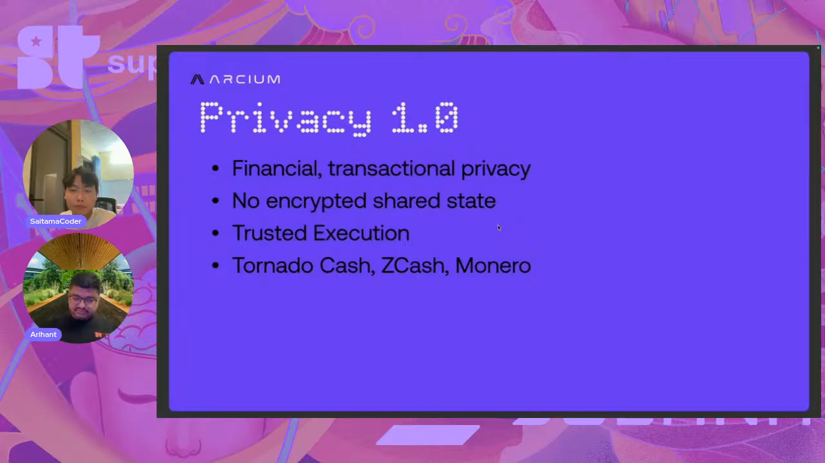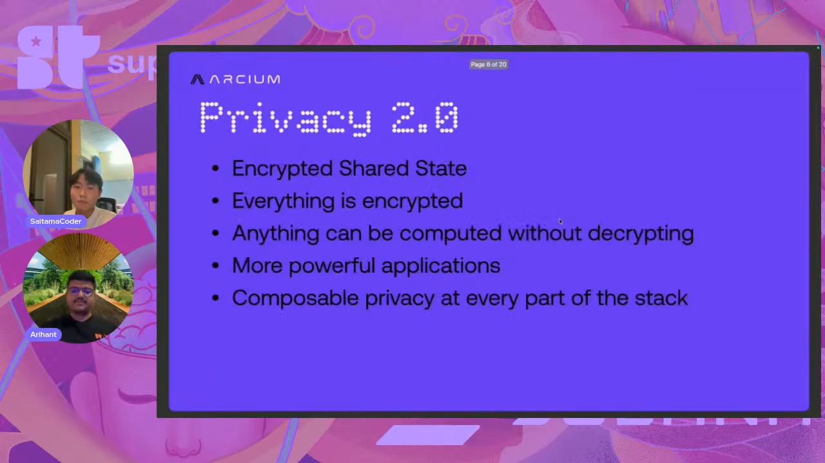Things like AMM pools, right? When you swap through an AMM or you LP into an AMM, you're not the only one interacting with that given piece of state on chain. There are hundreds, if not thousands, of people interacting with it. Privacy 1.0 did not have the ability to provide encrypted shared state, which is the backbone of what is needed in order to unlock the entire realm of possibilities when it comes to privacy.